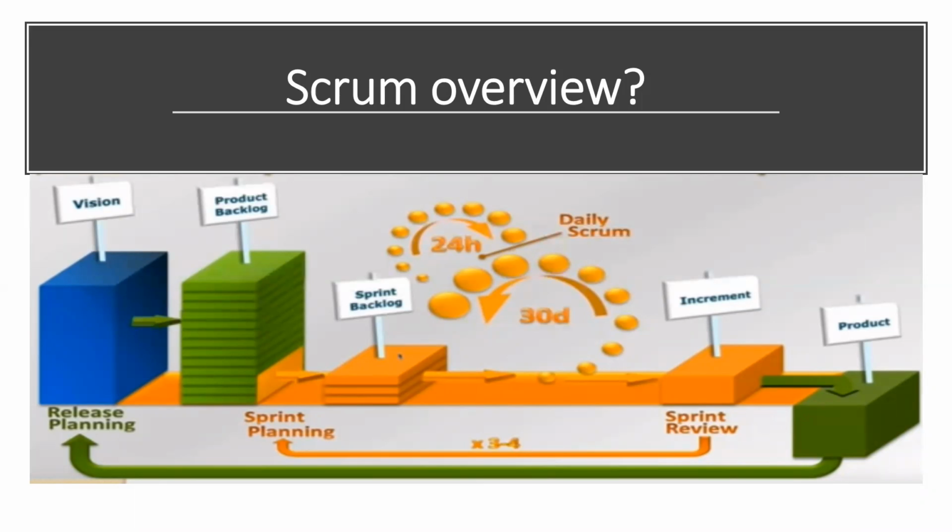So in the overview of Scrum, you can see in this diagram we have different things here. This is the vision of the product. That means gathering input from the customer, stakeholders, industry experts, or clients, and it's all about the product vision. Based on the high-level vision, we have a product backlog here. This is the product backlog.